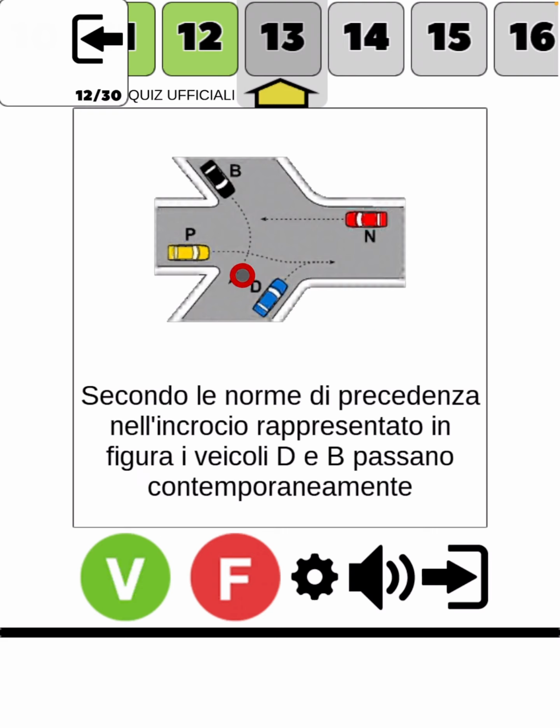According to the rules of precedence, the vehicles D and B pass at the same time at the intersection shown in the figure. No, D and B is not possible. First of all, D will pass first. You have precedence over every car. After D, P will pass. After P, D. This question is falso.